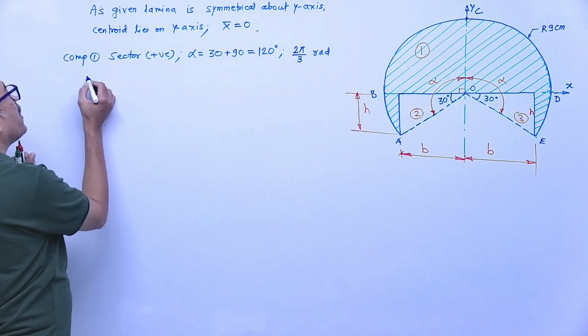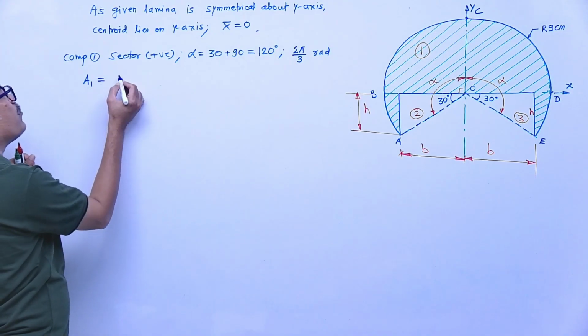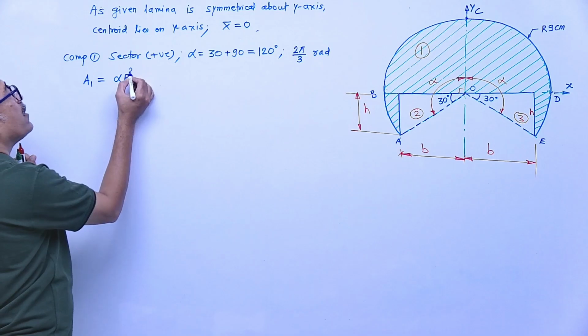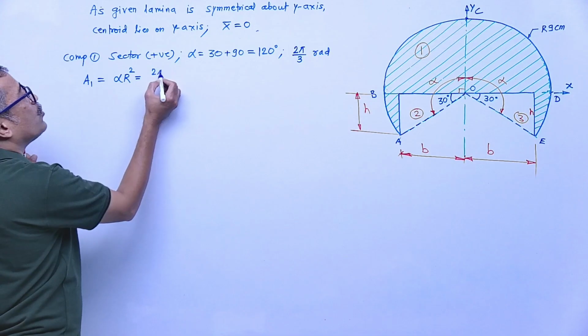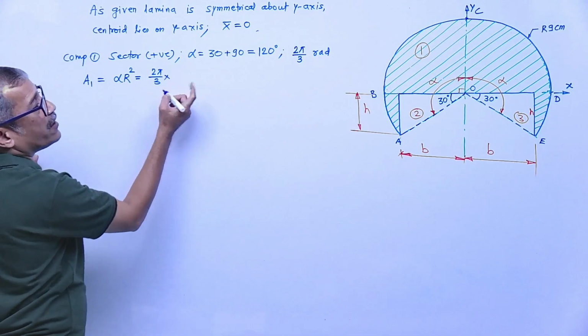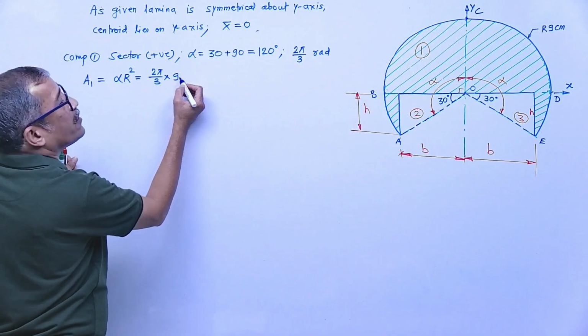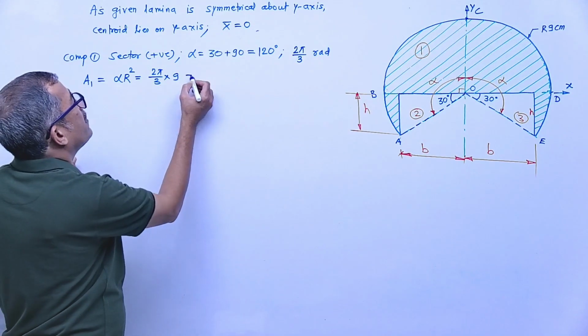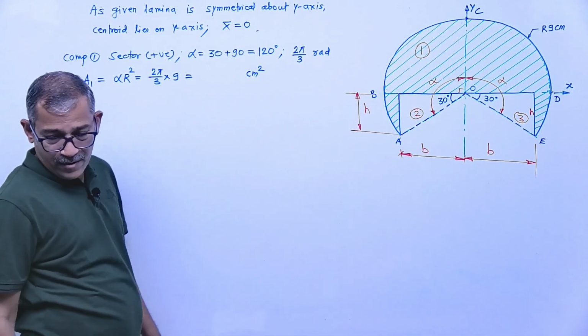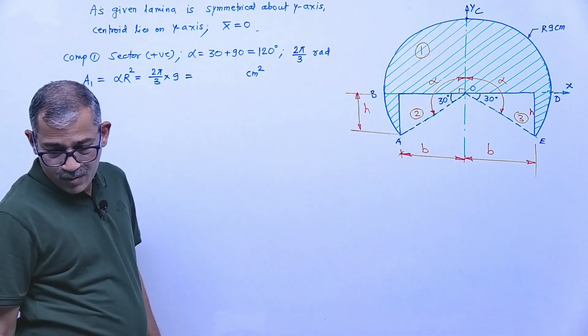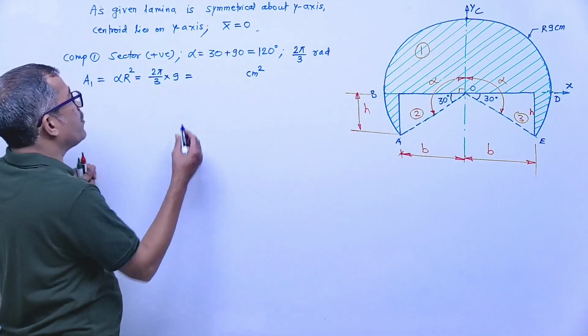Now what about the area of sector A1? Do you remember the formula? R square alpha, alpha R square. Alpha is what? 2 pi by 3. What radius of the sector is given? 9, right? It is in centimeter. That means the answer we get is in centimeter square. How much area are you getting? 2 pi by 3 into 9 square, 169.65 should come.